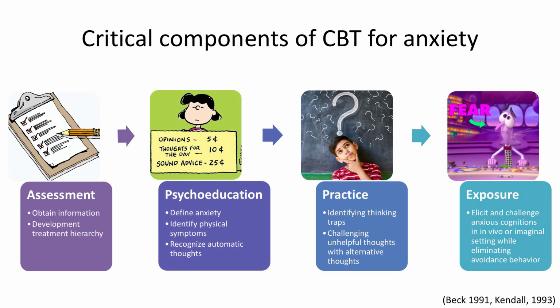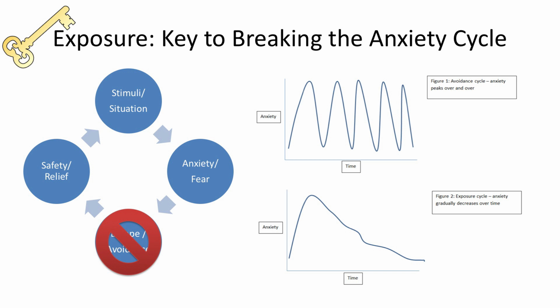And the most important step is called exposure, which can be really counterintuitive to kids and families and a lot of people, because we're actually telling kids and families to put themselves in the situation that they're scared of, either in their imagination or in real life, to have them elicit those unhelpful thoughts so that they can practice challenging them and practice tolerating being in that situation and not avoiding the scary thing. So that's why exposure is the key to breaking that anxiety cycle.